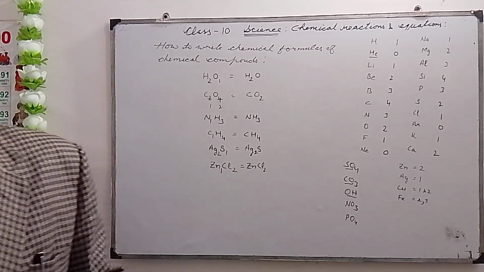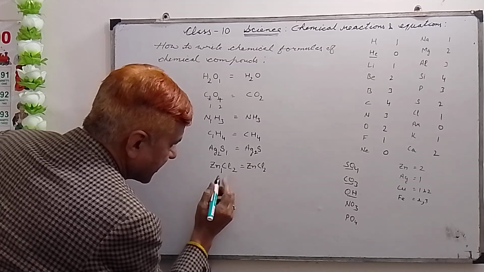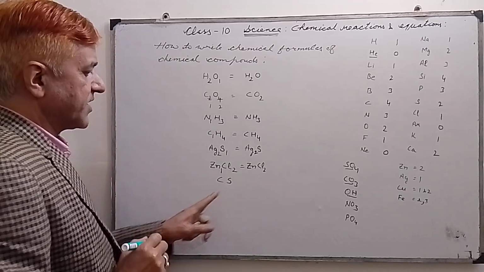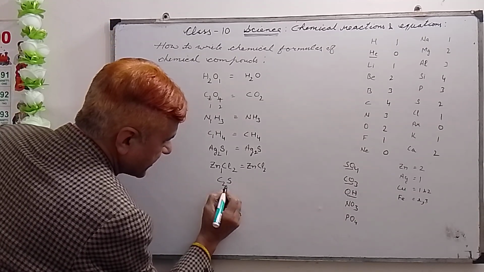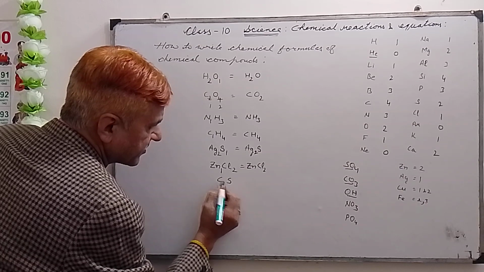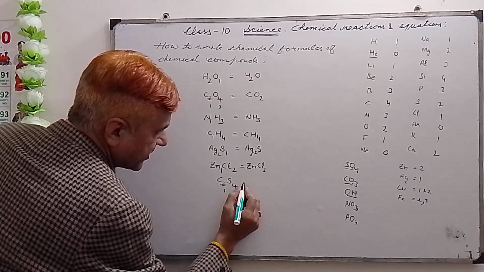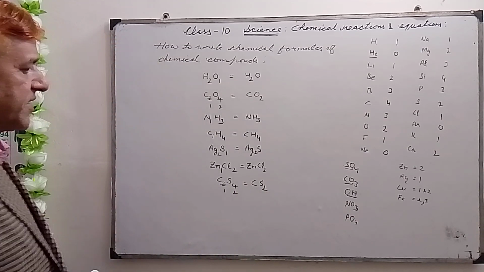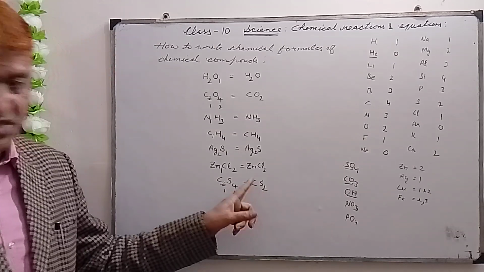Then we have carbon disulfide. It is made up of carbon and sulfur atoms. What is the valency of sulfur? It is 2. And what is the valency of carbon? 4. So they will get cancelled. So the formula will be CS2. My dear students, the chemical formula of carbon disulfide is CS2.